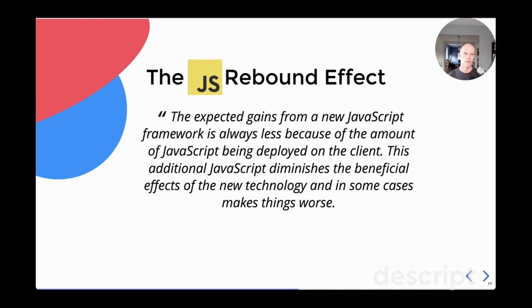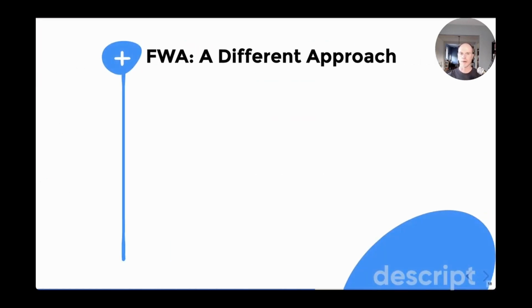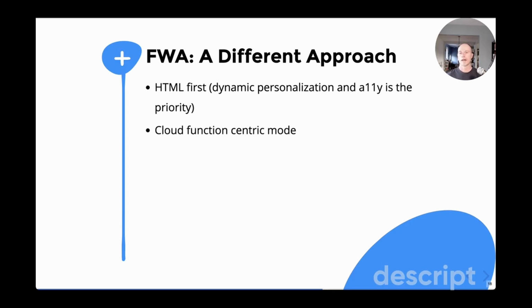And so we'd like to introduce you to a new approach of working on these things, and that is the FWA, or the functional web app. The entire thing is HTML first. You get the dynamic personalization, and accessibility is completely a priority. Everything is cloud function centric.